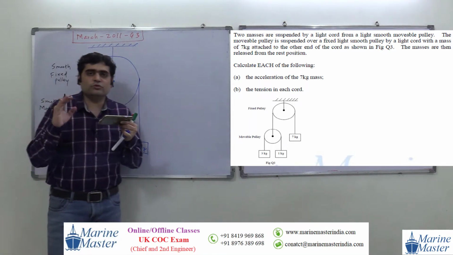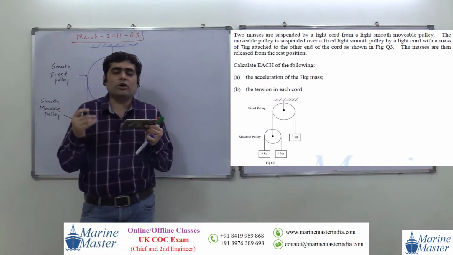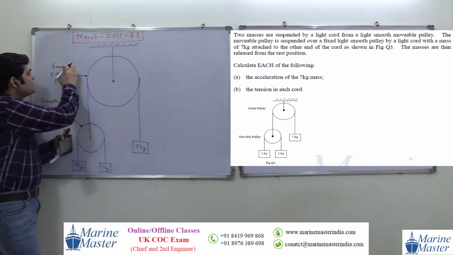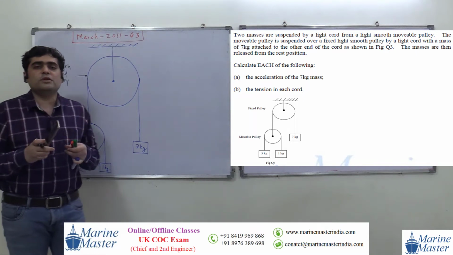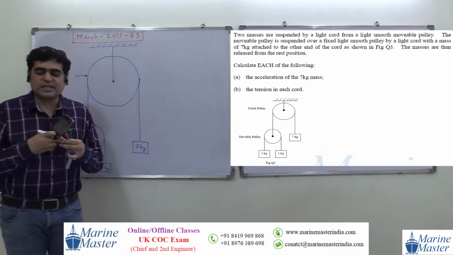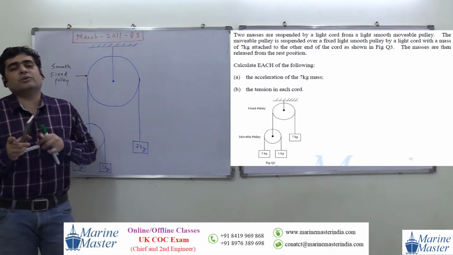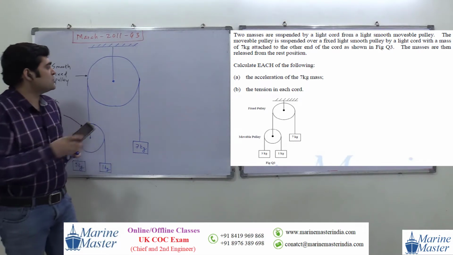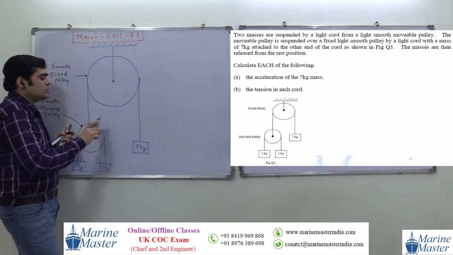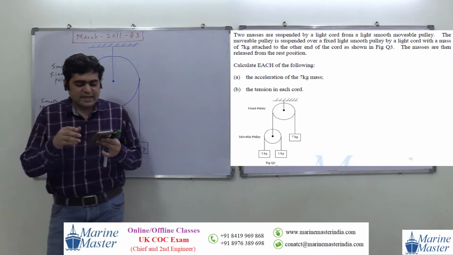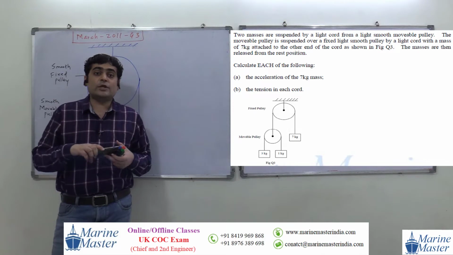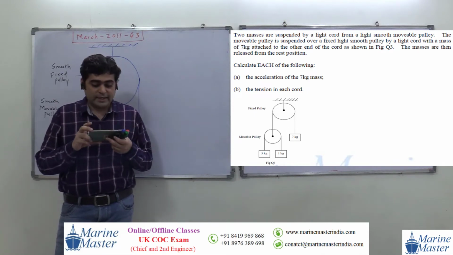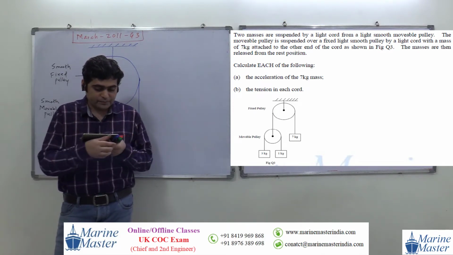Whenever they say smooth, what does it mean? What is the meaning of the word smooth? Frictionless. So tension on both sides will be the same. Whenever in the question they say smooth, it means there is no rotation of these pulleys, so tension on both sides will be the same. After this chapter, the next chapter is rotational motion. In that scenario, tension on both sides is not the same. Let's try to see the scenario here.